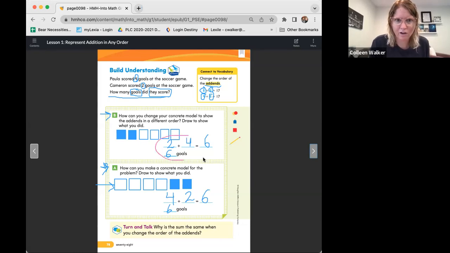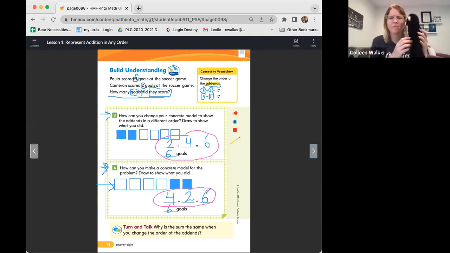Right here in this problem, it's 2 plus 4 equals 6. And then down here, we changed the order of the addends. Remember, the addends are the numbers you're adding together in an addition problem. So down here, we did 4 plus 2 equals 6. Monkey the mathematician, why is the sum the same when you change the order of the addends?